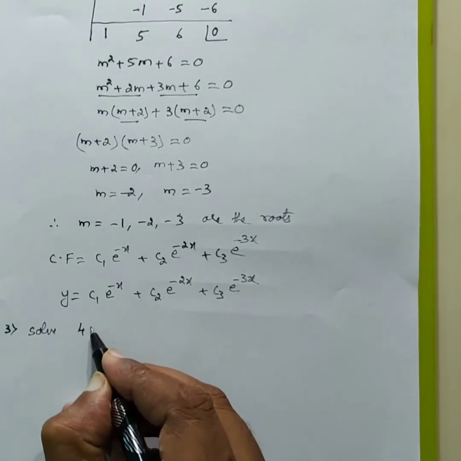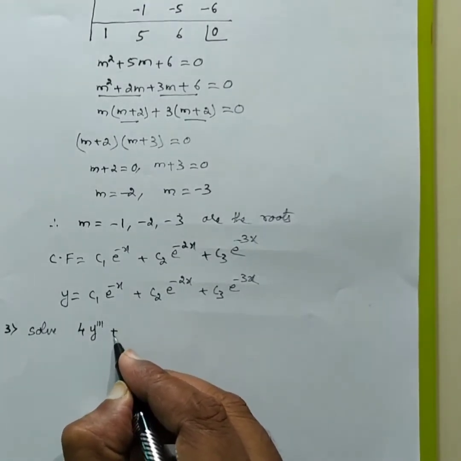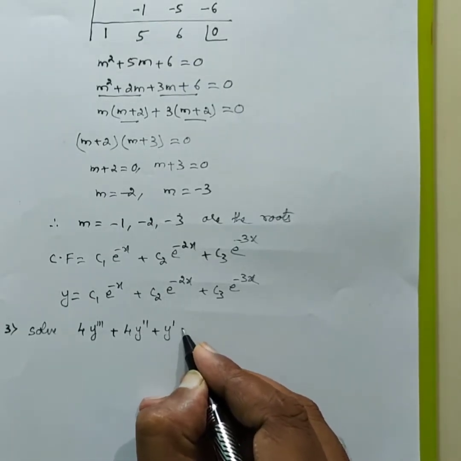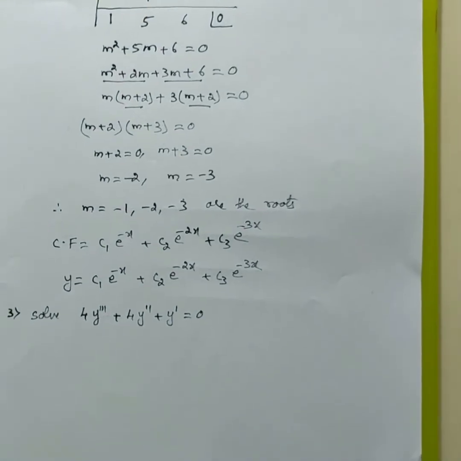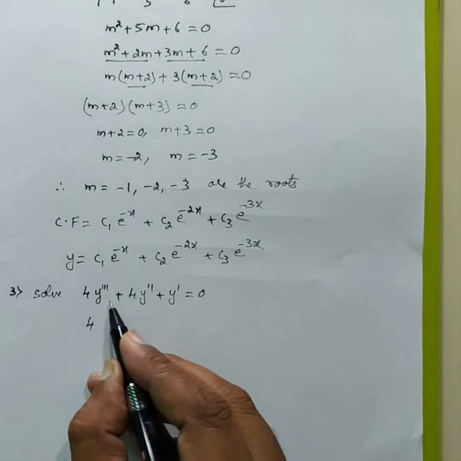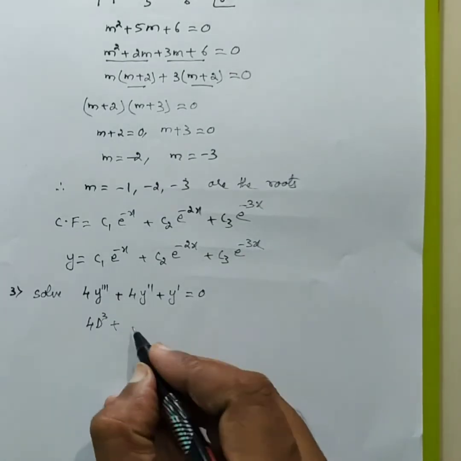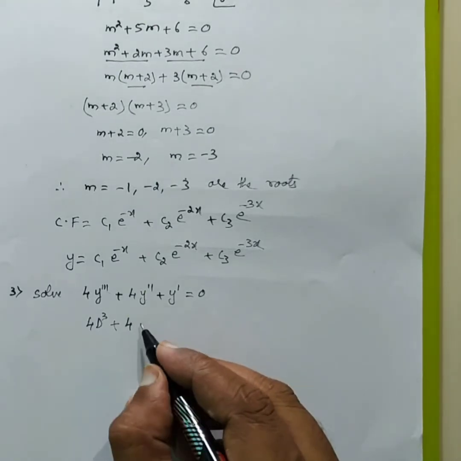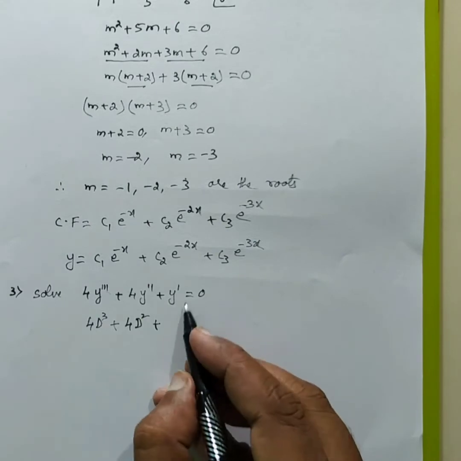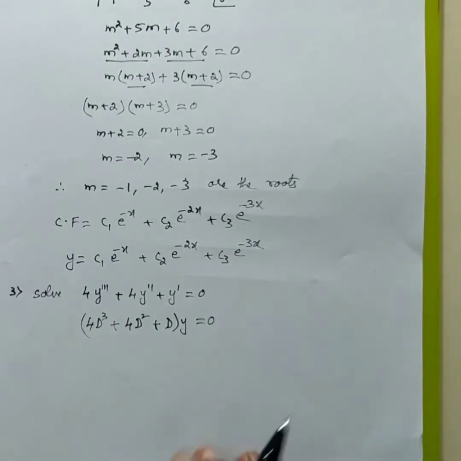Solve 4y''' + 4y'' + y' = 0. Now let us write this in operator form. It is 4 times D cubed, because y''' is third order, plus 4 times D squared, since y'' represents D squared, plus D, since y' represents D. I will take y common outside, and that equals 0.